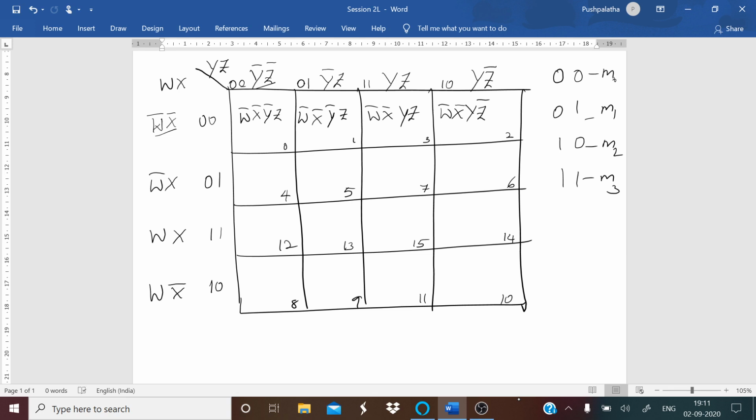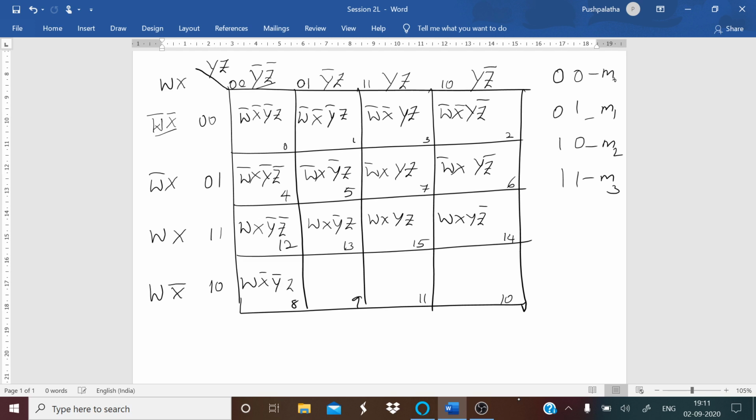In the same way, for the next row you have w bar x for the entire row, right? And for the columns it is y bar z bar, y bar z, y z, y z bar. In the same way, w x y bar z bar, w x y bar z, w x y z, w x y z bar. Next, w x bar y bar z bar, w x bar y bar z, w x bar y z, w x bar y z bar. Okay, this is how you are going to write.